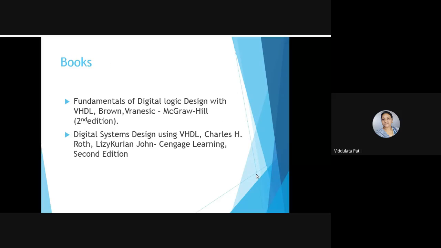So now we'll see which books are to be referred for this unit. The first book is Fundamentals of Digital Logic Design with VHDL by Brown and Vranesic, published by McGraw-Hill. The second edition can be used for this unit. The second book that we are going to use is Digital System Design Using VHDL by Charles Roth, published by Cengage Learning, and again the second edition could be used for this topic. These are the two books from which we are going to study this fifth unit, testing of logic design.